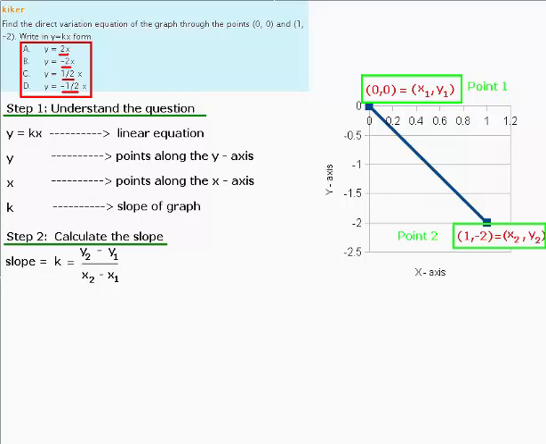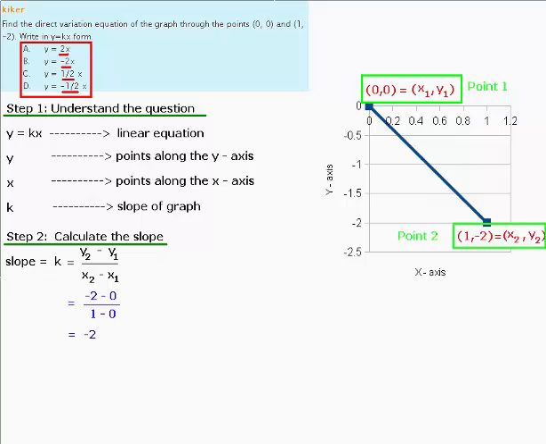Since we've already labeled our points on the graph, it makes it easy now to calculate the slope. That is, y2 minus y1 is simply -2 minus 0, and this is divided by x2 minus x1, which is simply 1 minus 0. If we calculate this, we find that the slope k is equal to -2.